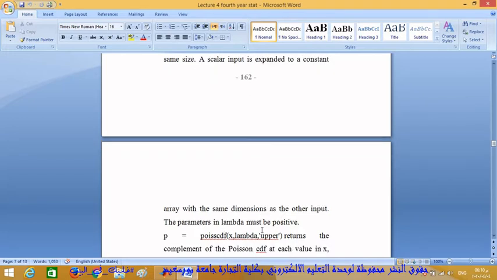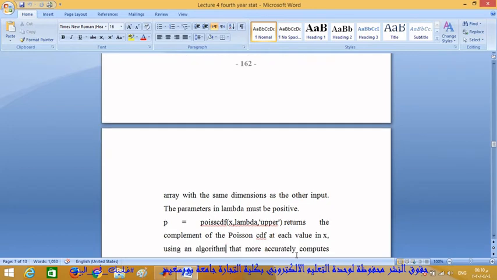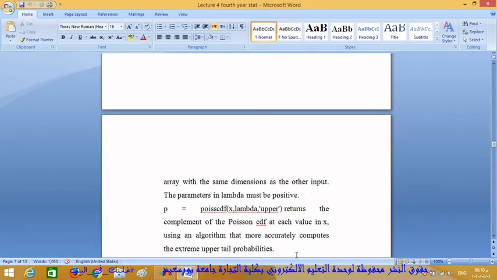P equals poisscdf of x, lambda, and 'upper' returns the complement of the Poisson CDF at each value in x, using an algorithm that more accurately computes the extreme upper tail probabilities, all probabilities larger than x. It's called the complement probabilities.